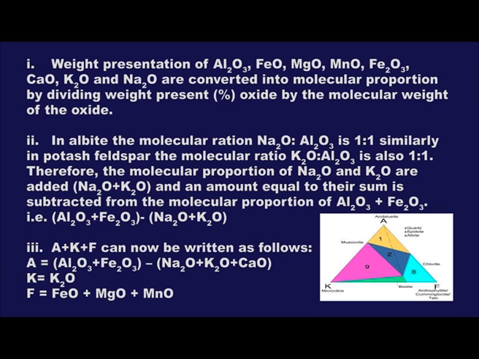Therefore, the molecular proportions of Na2O and K2O are added, and an amount equal to their sum is subtracted from the molecular proportion of Al2O3 plus Fe2O3, that is, Al2O3 plus Fe2O3 minus (Na2O plus K2O plus CaO). Third, AKF can now be written as follows: A equals Al2O3 plus Fe2O3 minus (Na2O plus K2O plus CaO), K equals K2O, F equals FeO plus MgO plus MnO.